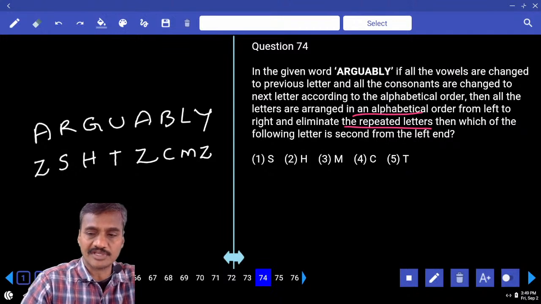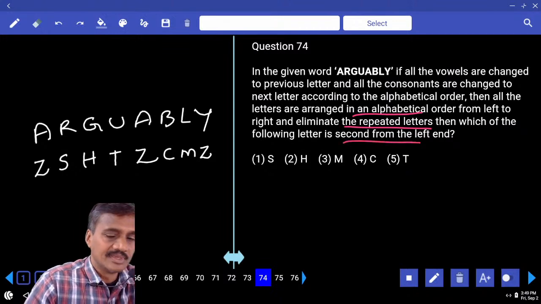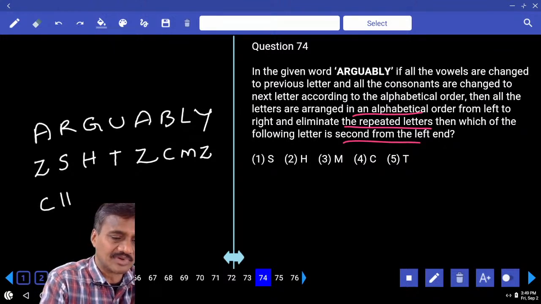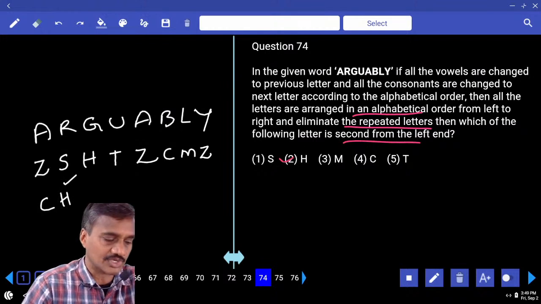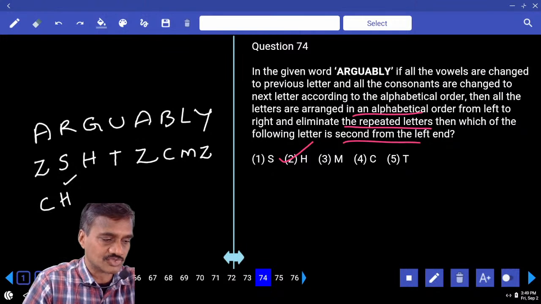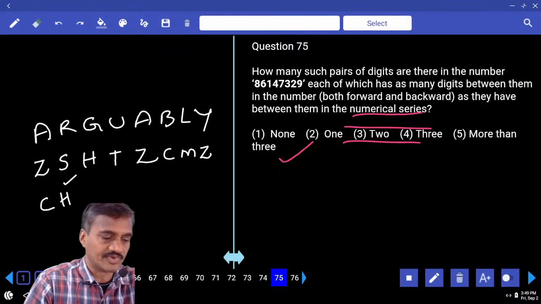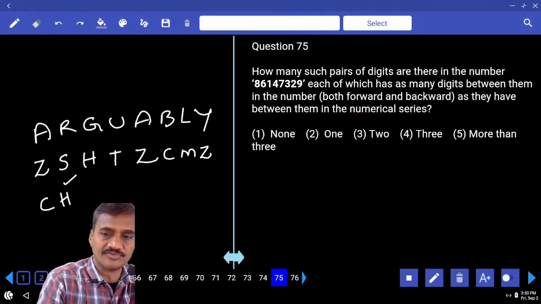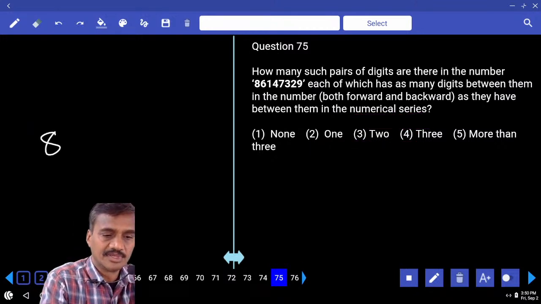Then which of the following letters is second from the left hand? What is the first from the left hand? C. And what is the second letter from the left hand? H. And H is your answer, choice 2, question number 74, it is choice 2. Then 75. Now how many such pairs of digits? What is the number we have?